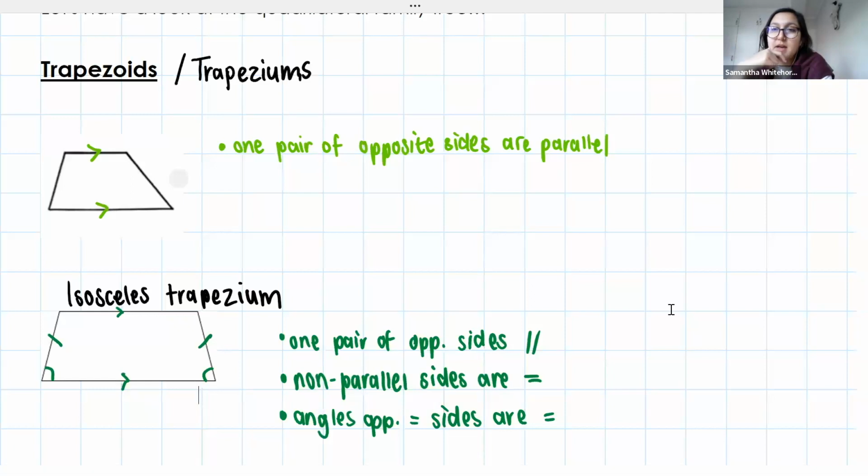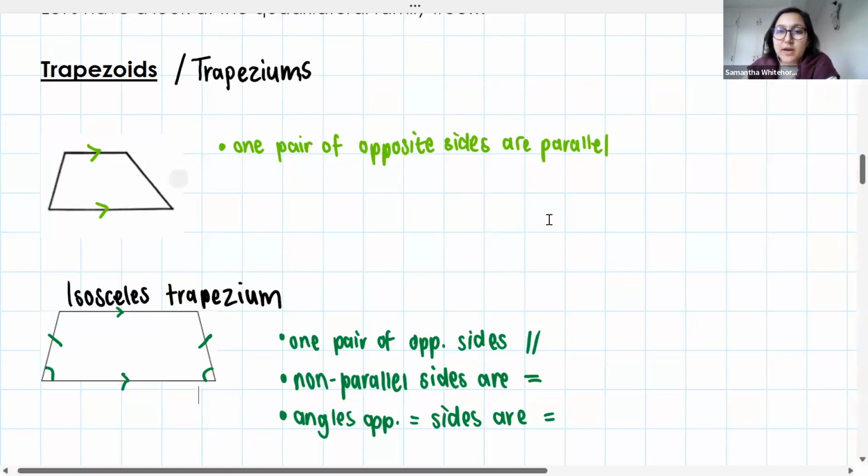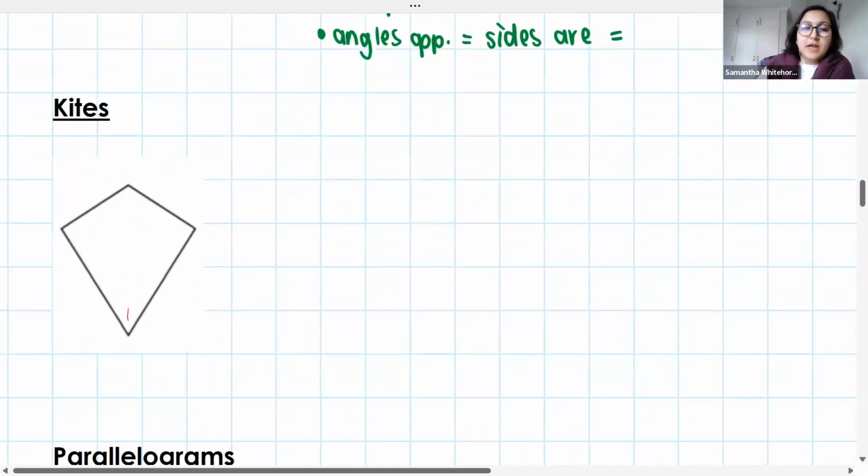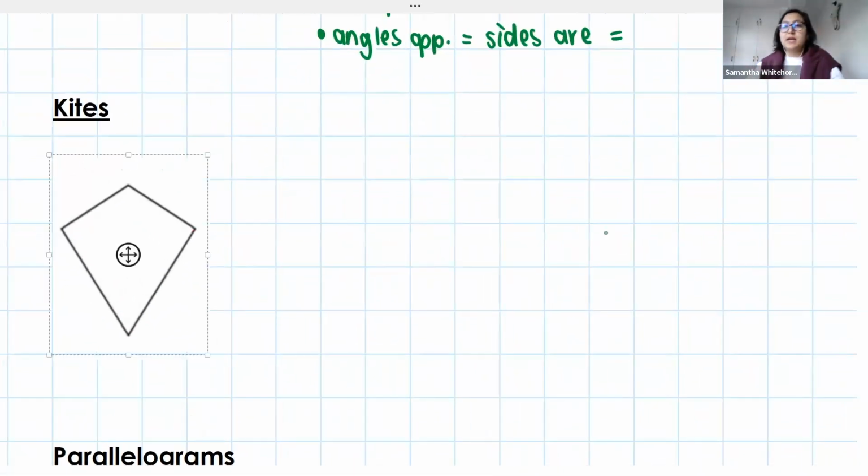So the next one that we're going to have a look at is a kite. So start thinking about any characteristics of a kite that you know about. And I think for this one, I'm going to ask you to raise your hands. So screenshots here. Okay, so next quad we're going to have a look at is a kite. So if anyone wants to raise their hand to give me a characteristic of a kite, that would be wonderful.